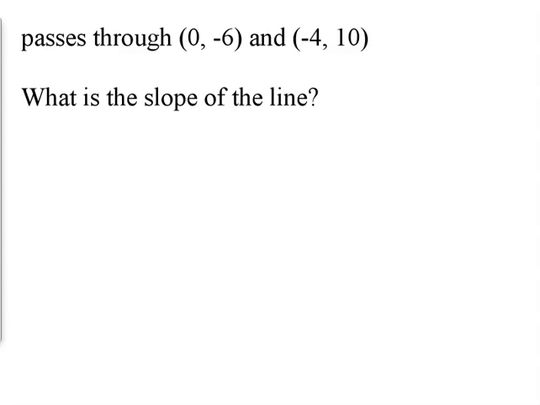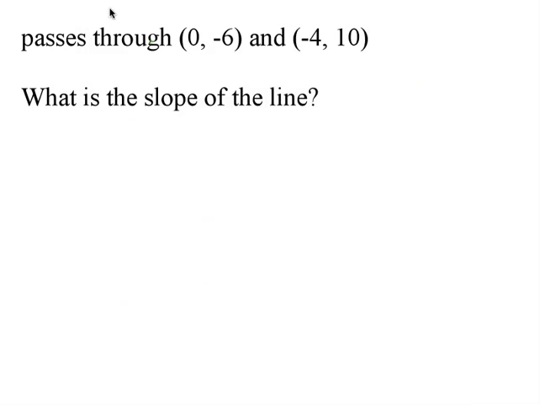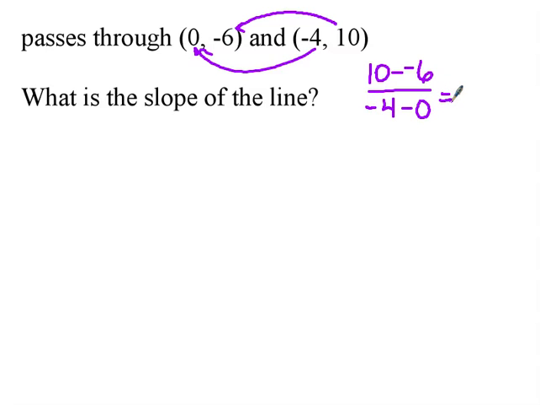Okay, so let's go and see what y'all had. Answer's actually -4. Okay, wow. We need to be doing a little better job of finding the slope here, guys. Okay? To find the slope, it's just y2 minus y1, so in this case 10 minus -6 over -4 minus 0. 10 minus -6 is 16 divided by -4, so your slope is -4.